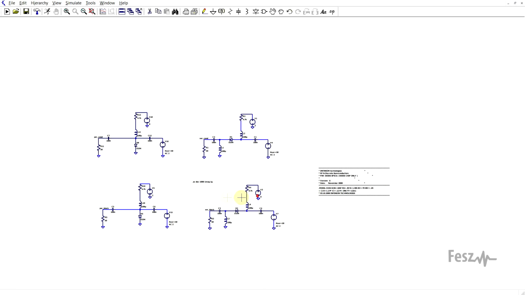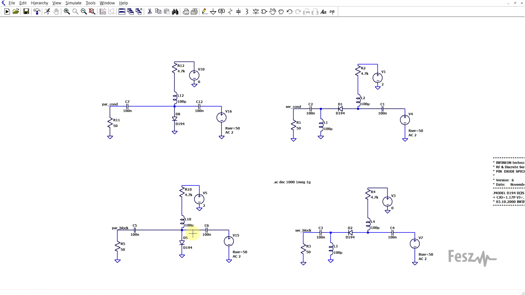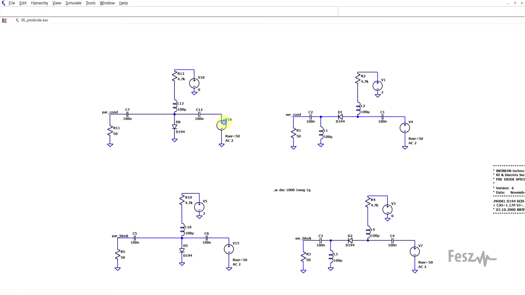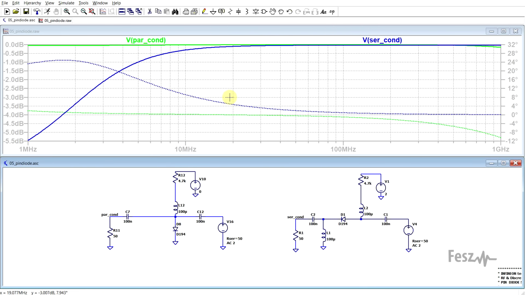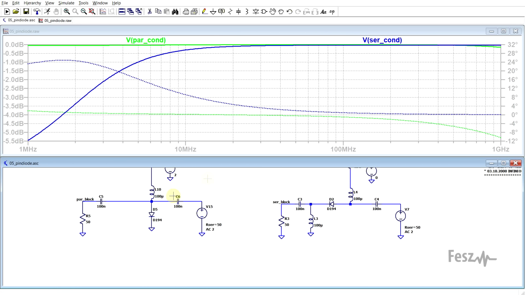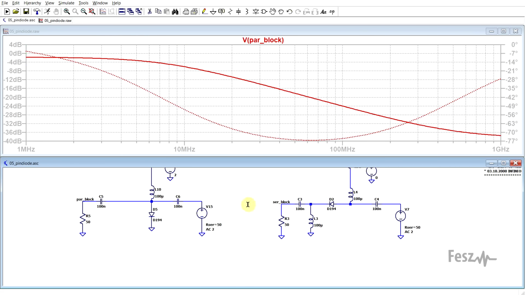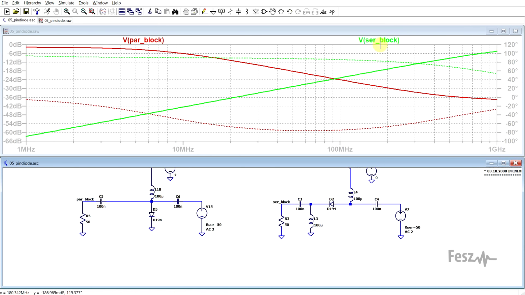So just to test it out, I took both the series and parallel configurations and added in a control signal to see the conduction and blocking capabilities of each. So if we now simulate and first check the conducting behavior, we can see that both circuits have minimal levels of attenuation. Both are usable at almost any frequency above, say, 10 MHz. Now, if we check the blocking capabilities, so the parallel and the series circuit, then the parallel circuit seems to behave much better at high frequency.